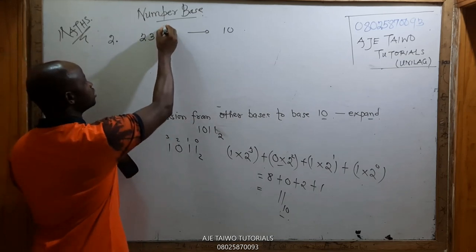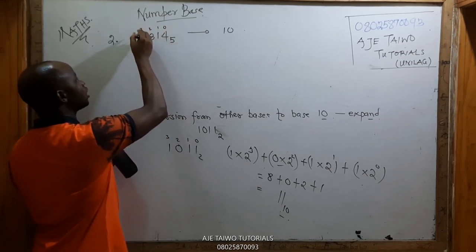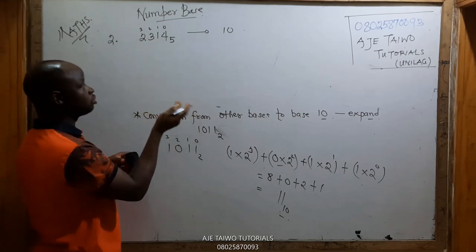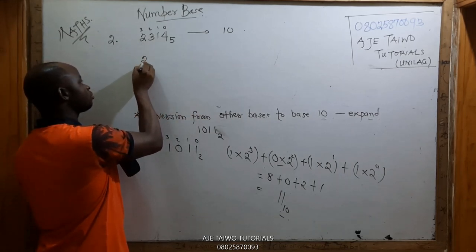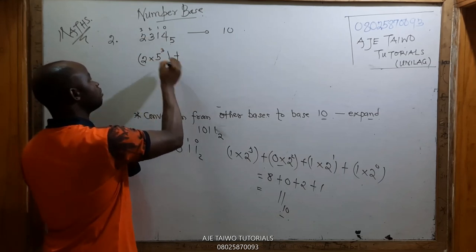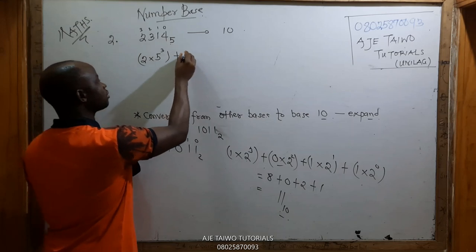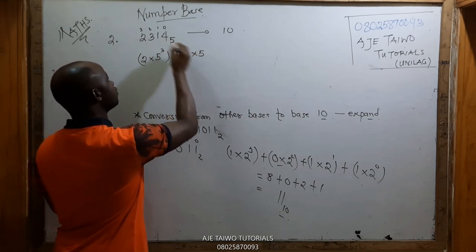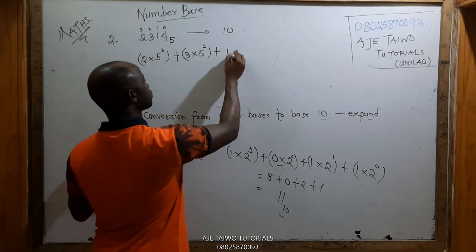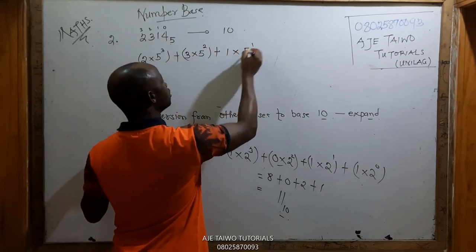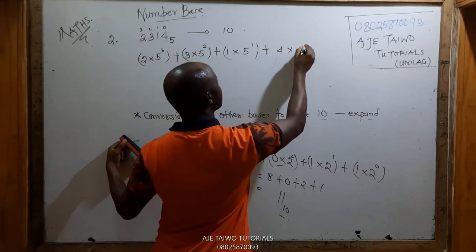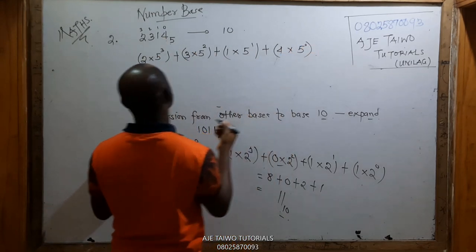What do you have? You have 2, 3, 1, 4. Just watch that. All you do is, you know what to do exactly. You pick this 2 times 5 raised to the power 3. You pick this 3 times base 5 raised to the power 2. You pick this 1 times 5 raised to the power 1. You pick this 4 times 5 raised to the power 0. That's it.